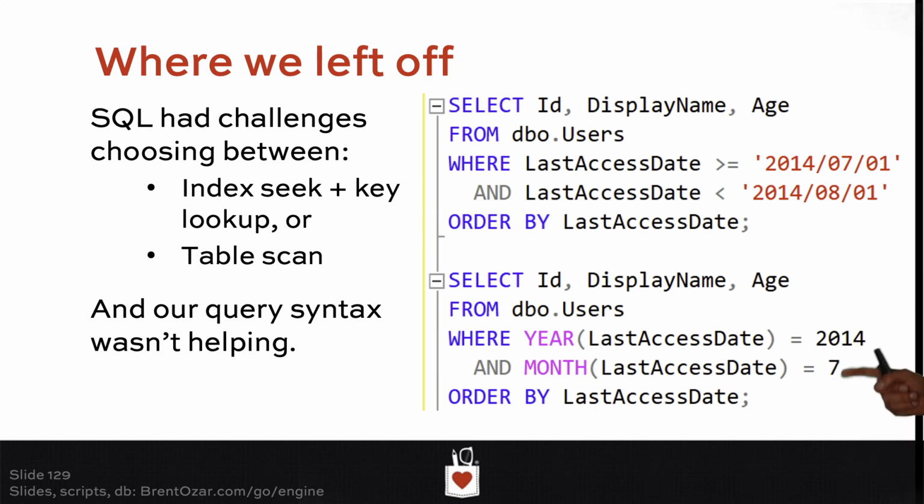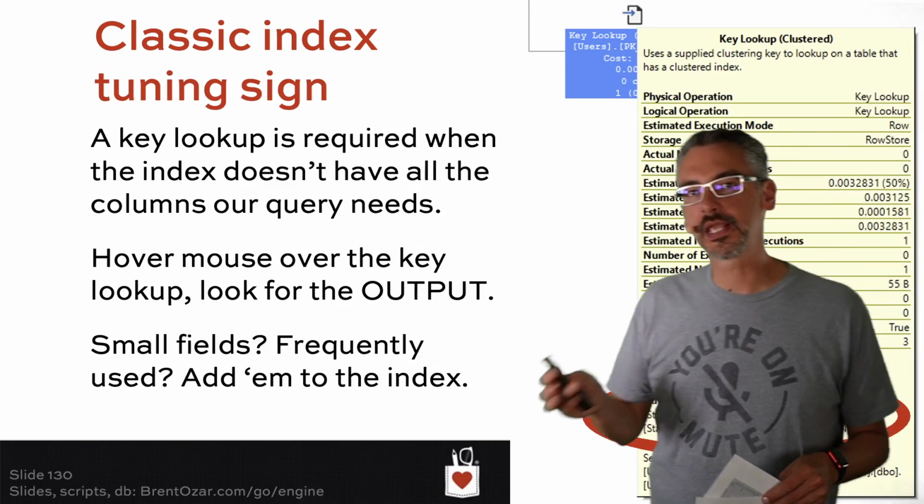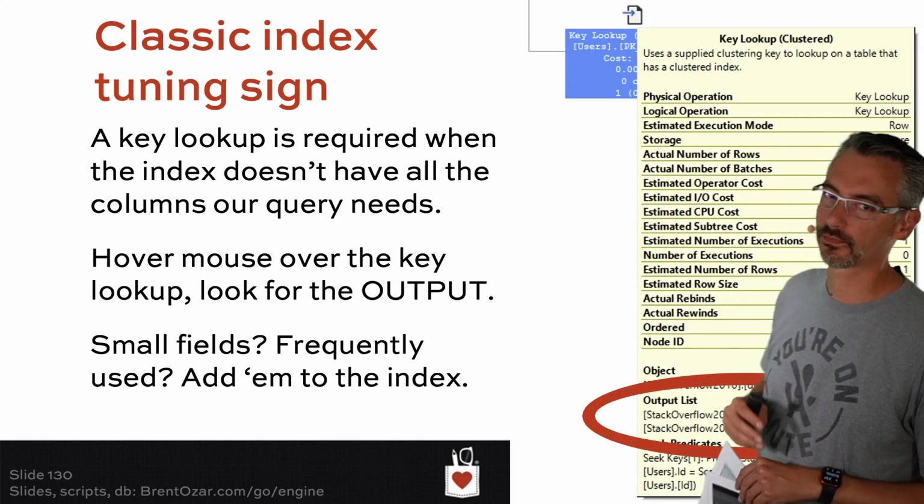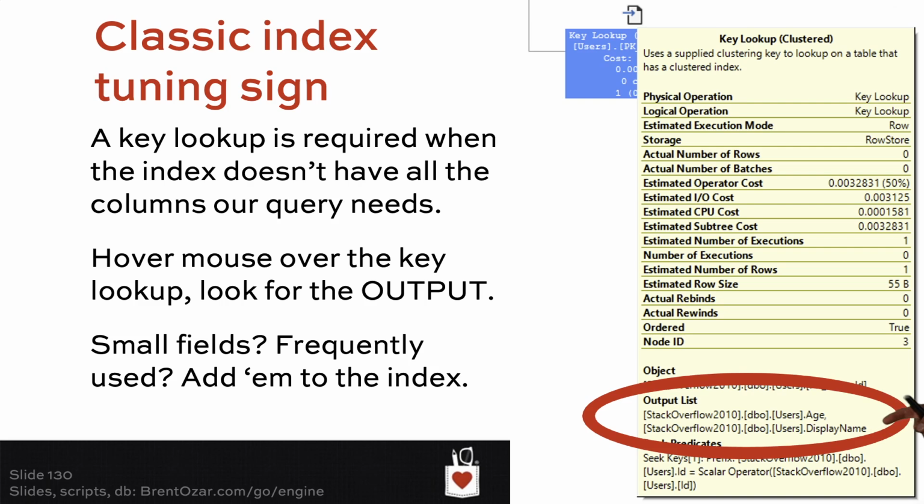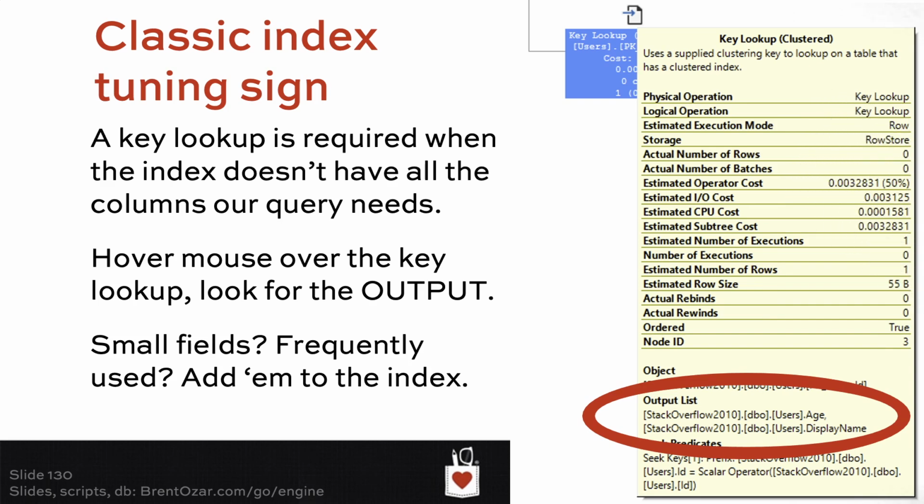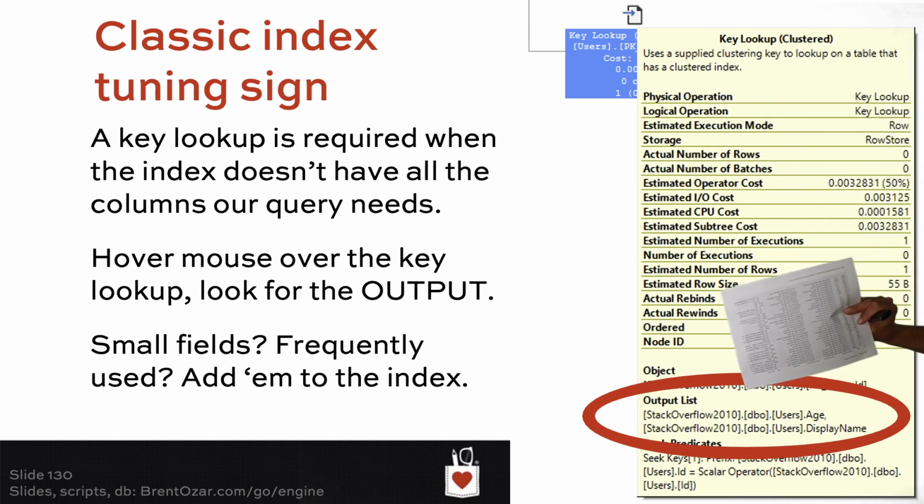And then this one, SQL Server wasn't smart enough to figure out that it could use the index and go quickly. Our query syntax was causing problems. Well, when you see SQL Server trying to make a decision between doing a key lookup versus a table scan, a classic thing that you see inside of execution plans is a key lookup with some outputs in it. When you see a key lookup with some outputs on it, that means that SQL Server couldn't get everything that it needed from the non-clustered index, so it had to go back to the clustered key and grab additional columns.